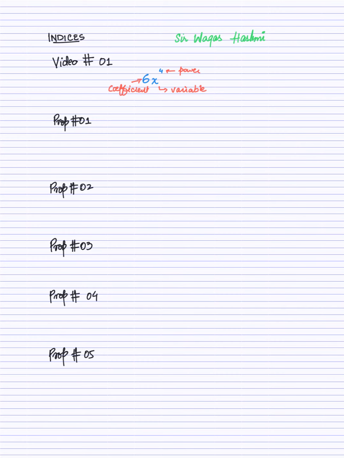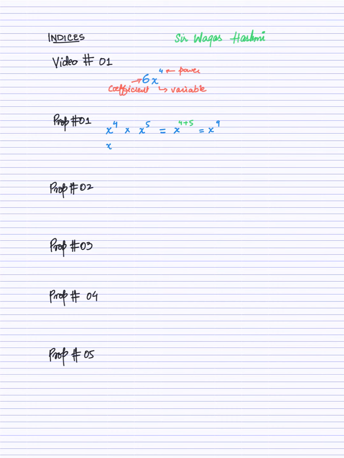Alright, so property number 1 says that when you have the same bases and they are multiplying, you need to add their powers. So now it will be x to the power 4 plus 5, which implies x to the power 9. So it's very simple. When you have the same bases and they are multiplying, you need to add their powers.